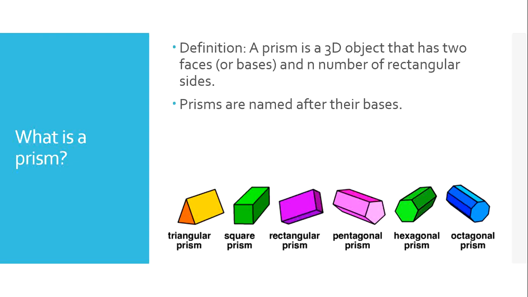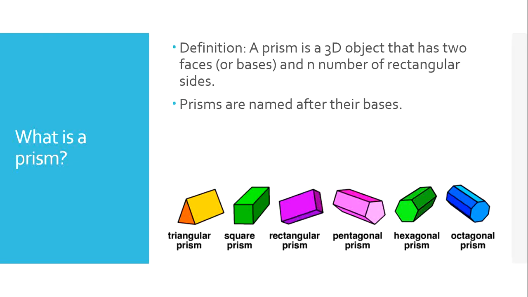Okay, so in the last video we talked briefly about what a prism is. So we're just going to revisit that really quickly. The definition of a prism is a 3D object that has two faces and n number of rectangular sides. Prisms are named after their bases or faces. So we had this picture last time. A prism, remember, is basically just a 2D shape, and then the third dimension is added with height.